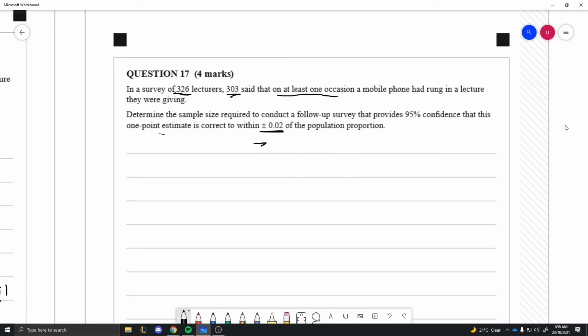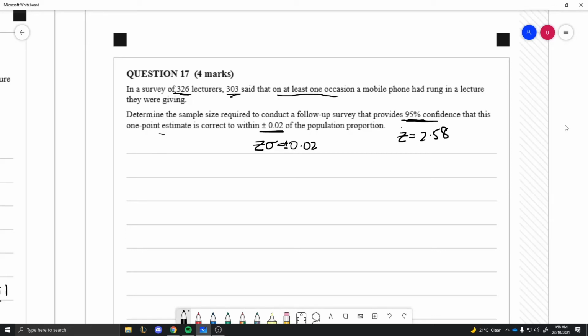So let's just underline that: z sigma is equal to 0.02, plus or minus. Okay, so that provides a 95% confidence interval. Now remember that a 95% confidence has a z that's equal to 2.58.